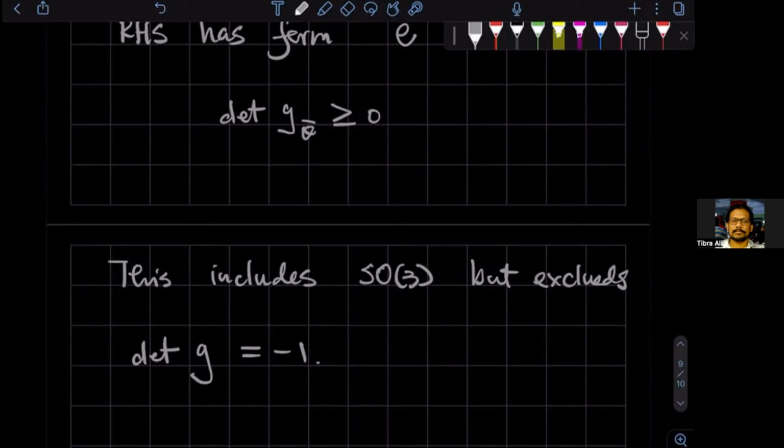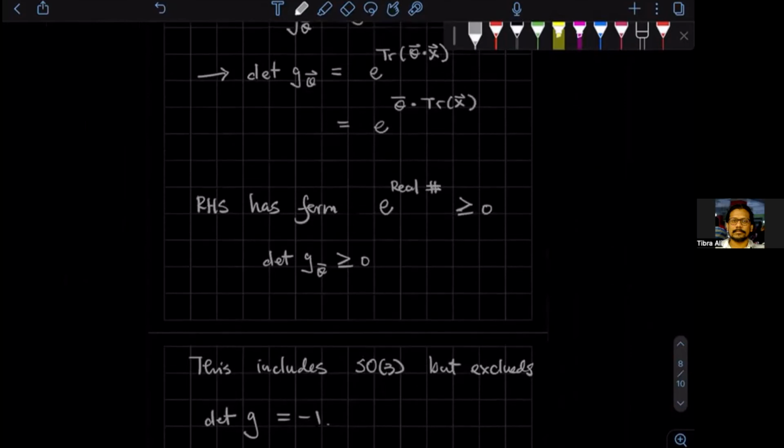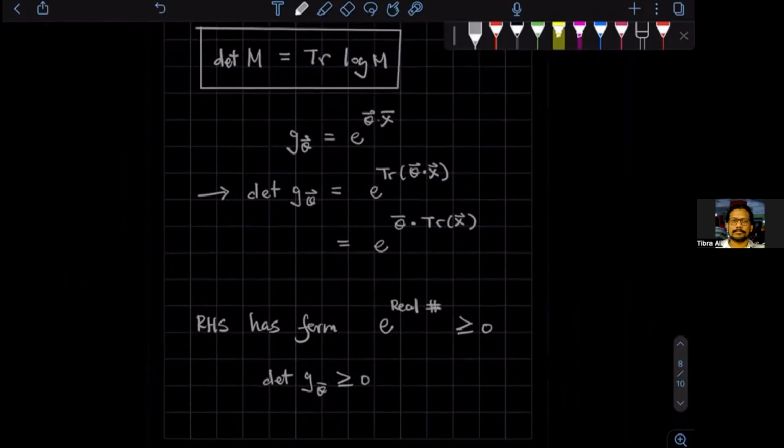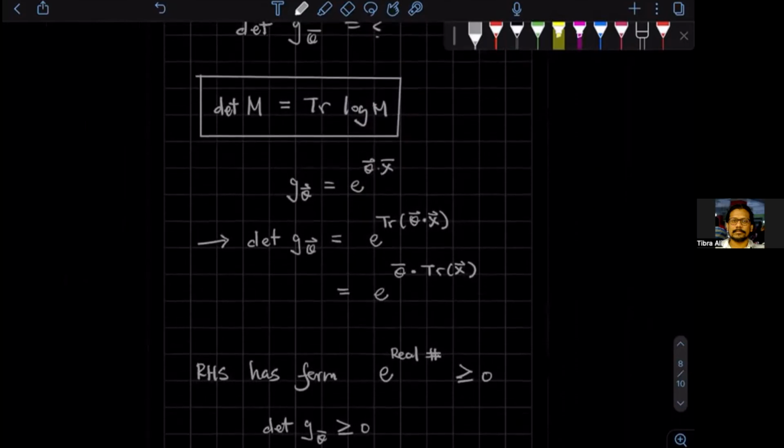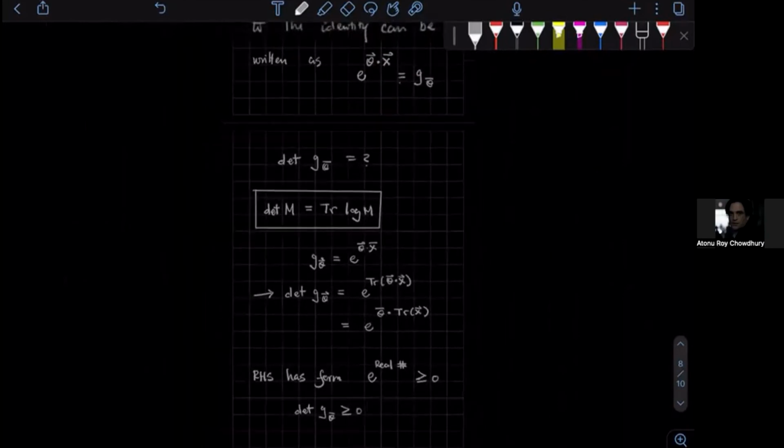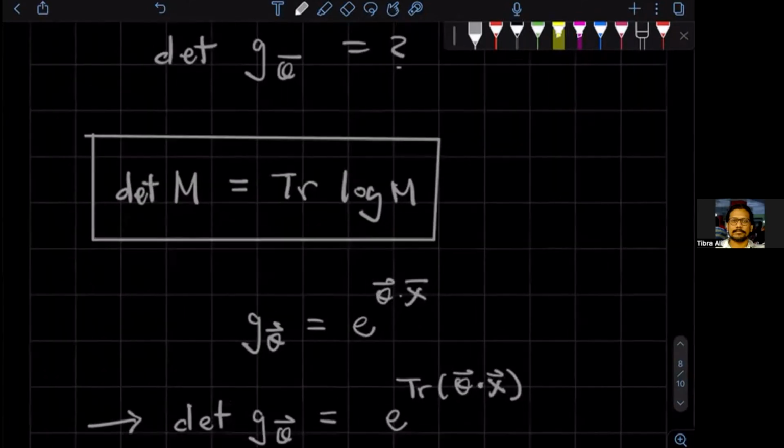All right, any questions? Could you please go up a little bit? Sure. Yeah, so this equation, determinant of m equals trace of log of m. I don't think this is correct. I think the correct one should be log of determinant of m equals trace of log of m. Oh, yeah. Okay. Sorry, yeah.